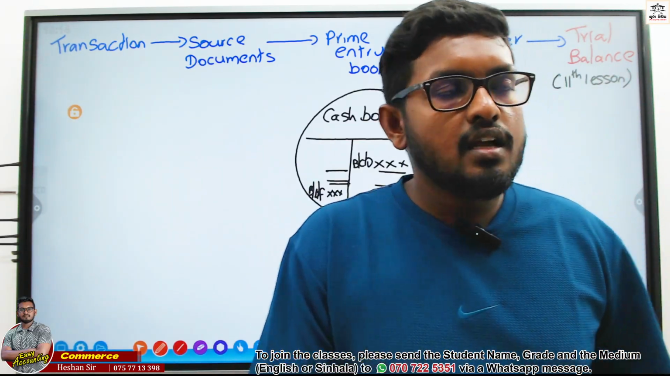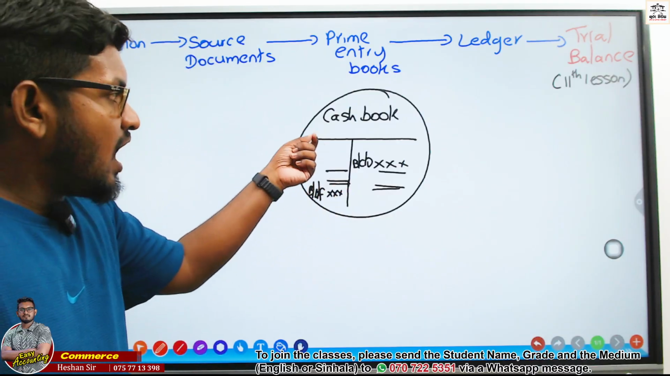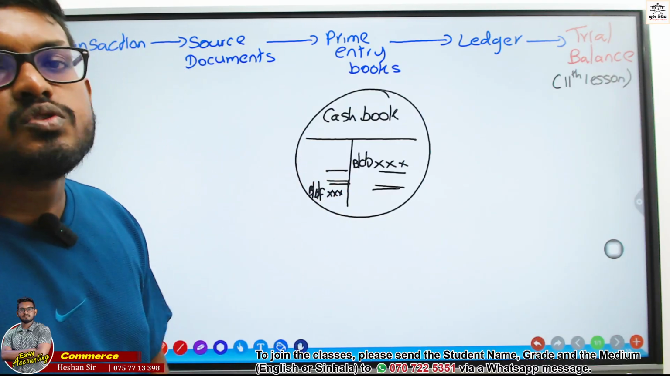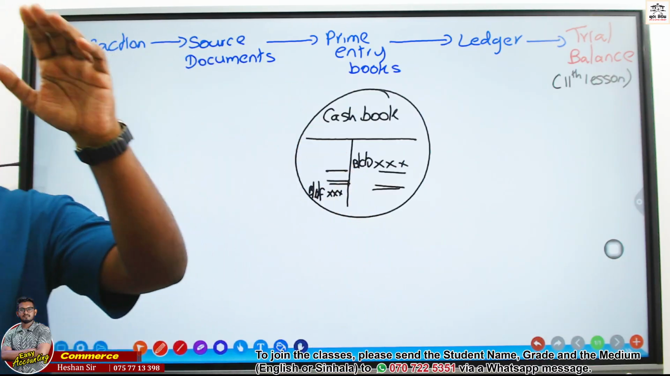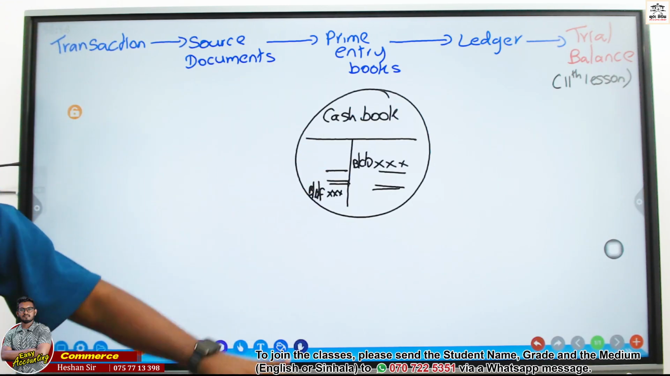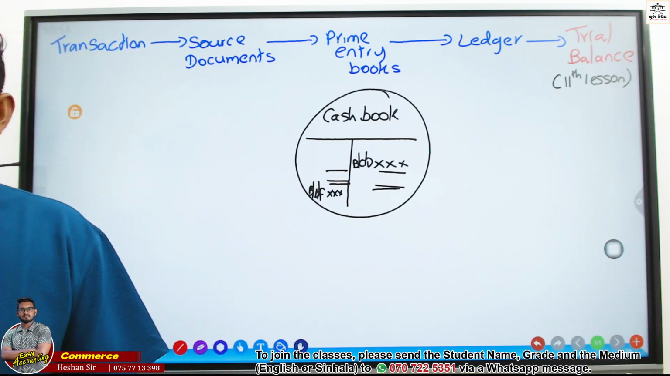Every time, remember, the higher value side is debit. BBF also goes to the debit. Remember, every time the cash book balance is a debit balance, right?